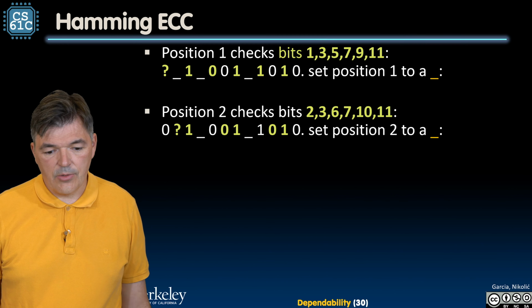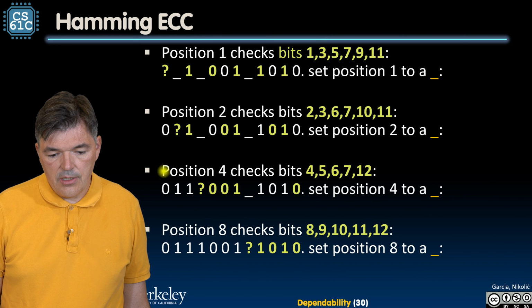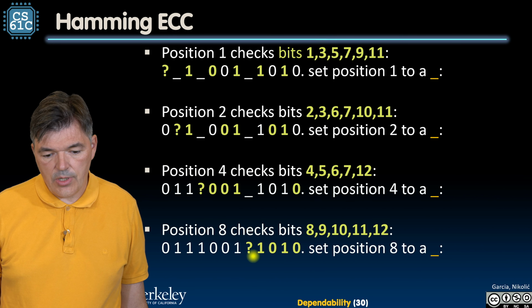Then we take a look at position 4 checks, mark up appropriate bits. We have only one among the yellow bits, therefore that should be also equal to 1. And finally, for position 8 checks, we have the last 4 bits that participate in that XOR. There are 2 ones among them, therefore this question mark should be equal to 0. All right, so this is our final code word.